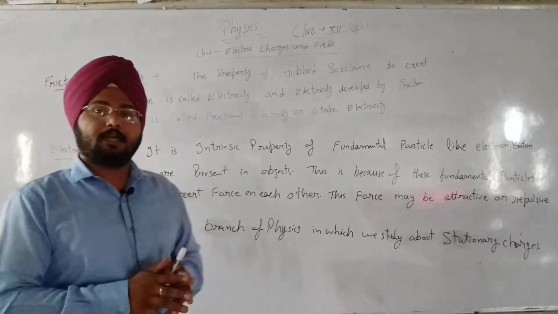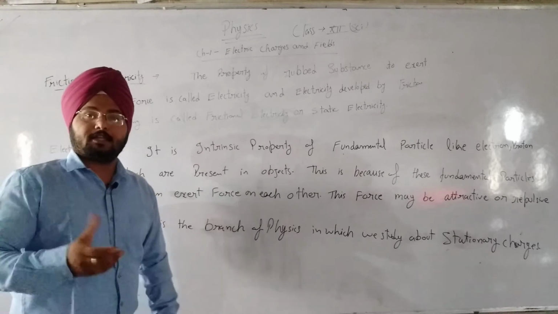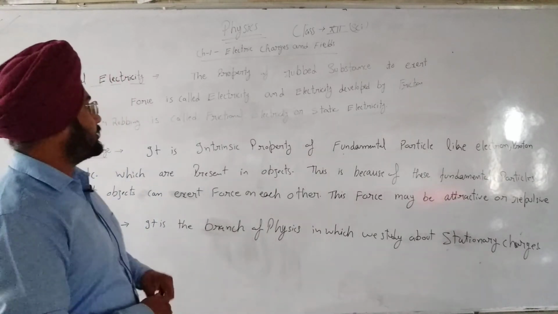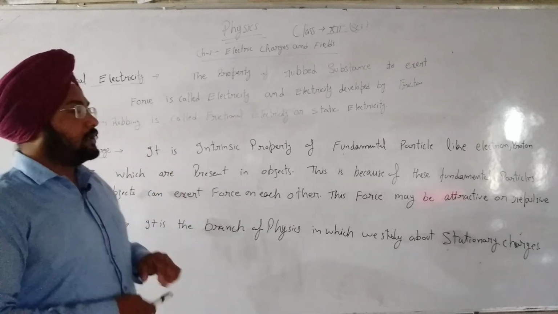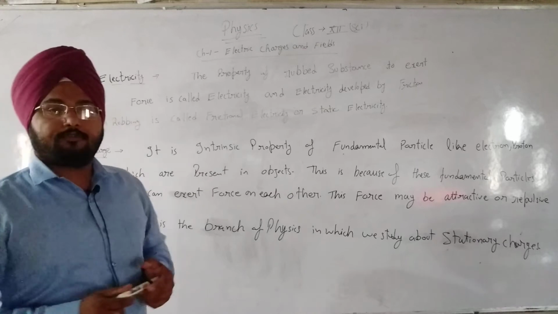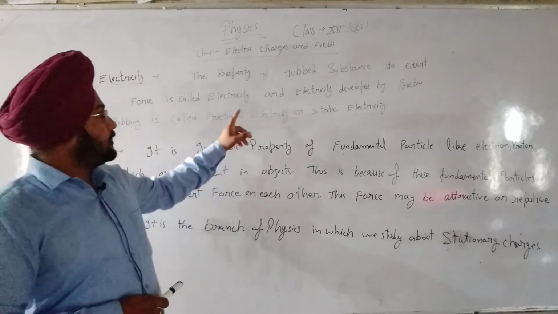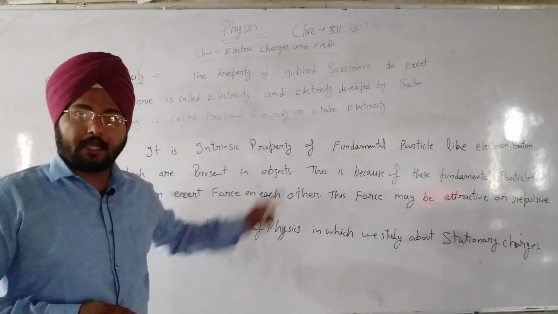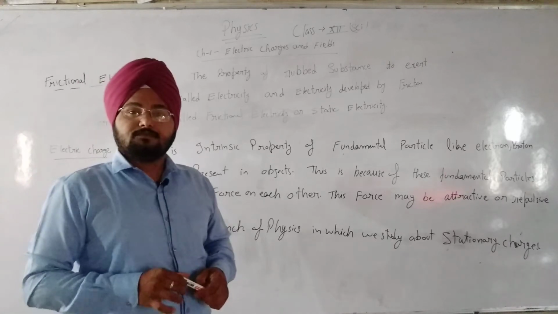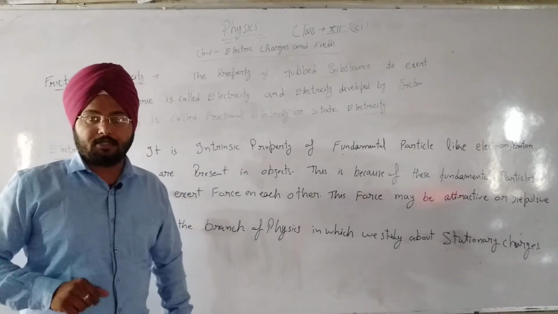इसका नाम जो है वो क्या रख दिया गया? Frictional electricity, or we can say static electricity. It is also known as static electricity. So definition: the property of rubbed substances to exert force is called electricity, and the electricity developed by rubbing or friction is called frictional electricity or static electricity.